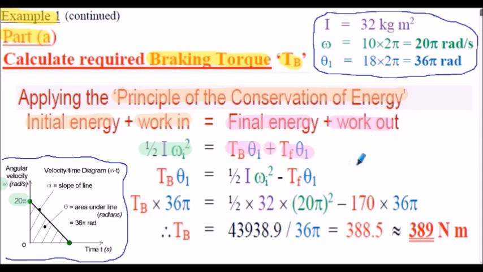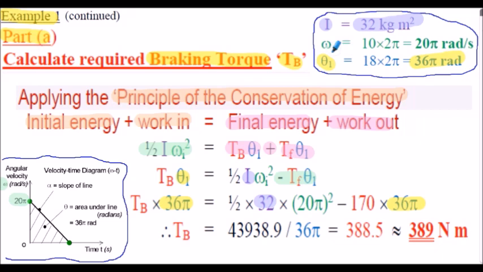So on the next line I've simply subtracted the work done against the constant friction couple from both sides of the equation. And on the next line I've simply inserted the numerical values. So θ1 we know is 36 pi radians from the previous slide, so inserting θ1 into the equation. We know the moment of inertia, it's 32 kilogram meters squared, so inserting the I into the equation here.